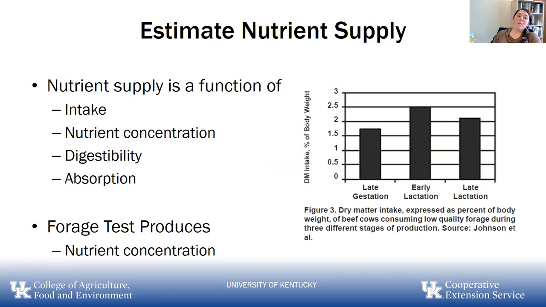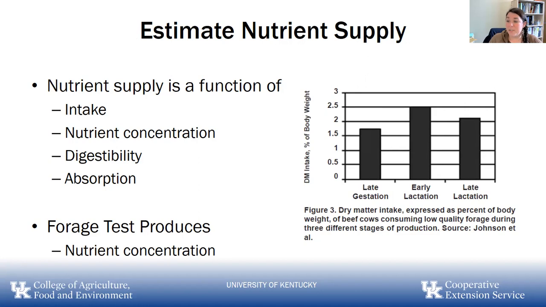All right. So where is our nutrient supply when it comes into the cow? Well, there's a lot of tables out there and a lot of research that's been done, because nutrient supply is a function of all of these factors: intake, nutrient concentration, digestibility, and absorption. So how much is she going to eat? What's the content of the food, and how well is she digesting it? Is she going to digest mature grass hay better than she's going to digest fresh cut alfalfa? There's variation in that and how her rumen is going to digest that. And then how is she going to absorb that?